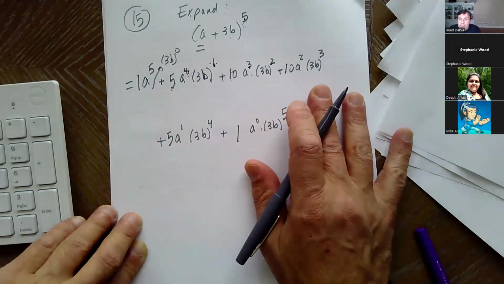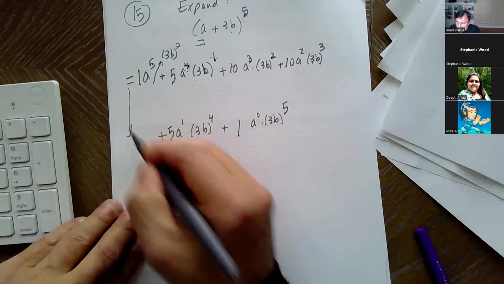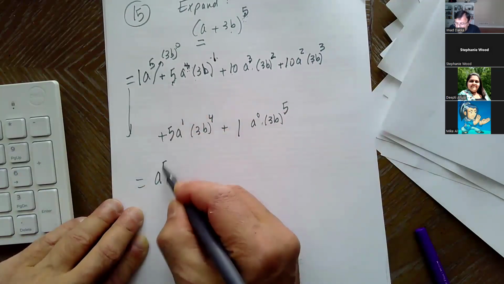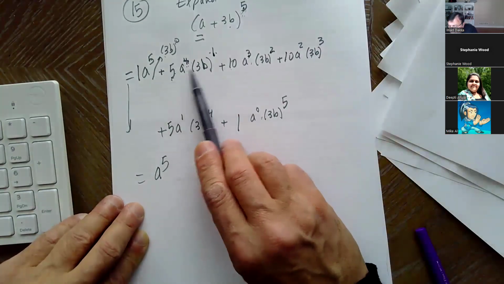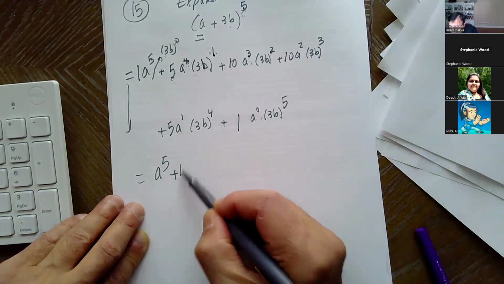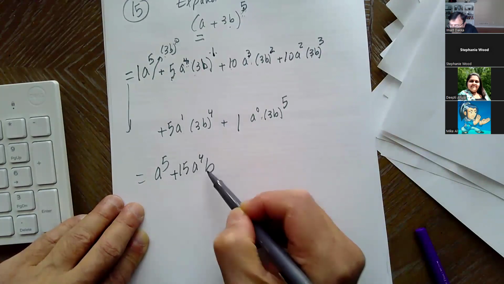Now you gotta clean this up. You cannot leave your answer like this. So that equals a to the 5th is a to the 5th. 3b to the 0 is 1. We don't need that. So you have 5a to the 4 times 3b. That's 15 a to the 4th b.